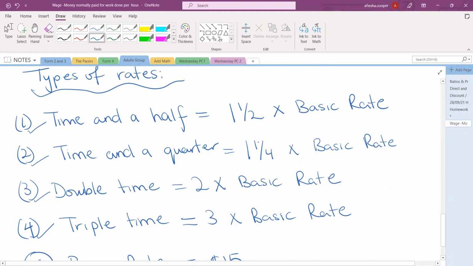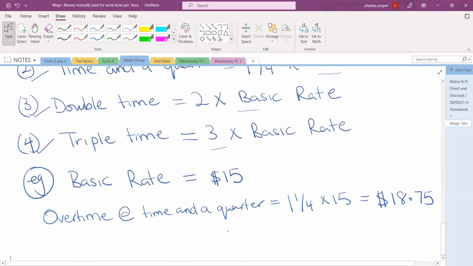So time and a half overtime rate is worked out by multiplying 1.5 by your basic rate, meaning 1 hour plus half of that hour. Time and a quarter means 1 hour plus a quarter of your hour by your basic rate. Double time means 2 times what you would have worked for on a regular hour, and 3 times the basic rate for triple time.